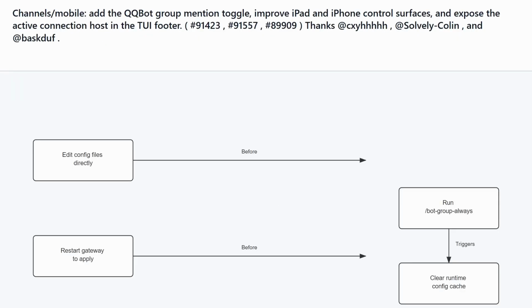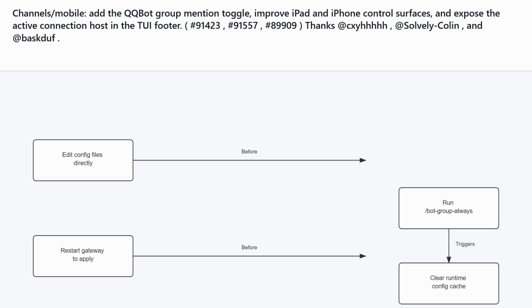The release introduces a new toggle for QQBot group mentions. Users can now run the /bot group always command to enable or disable the requirement for mentions in group messages. This command works for both the default account and named accounts.